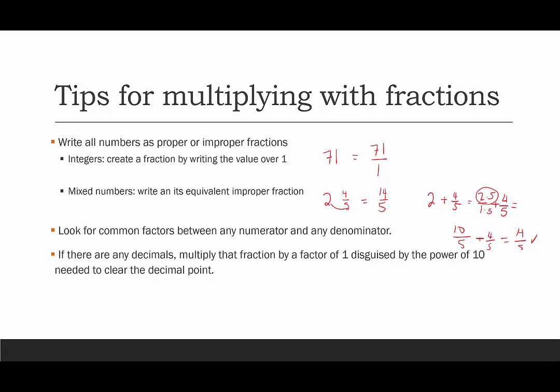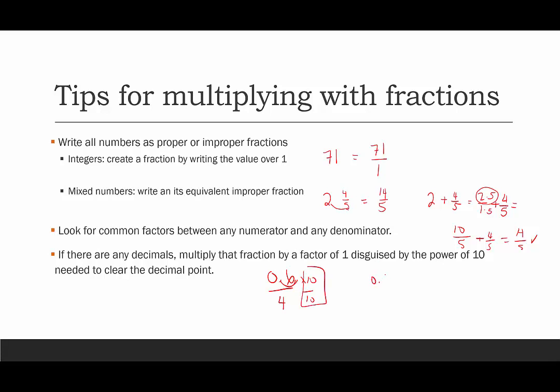If there are any decimals within the fractions, what we might want to do is multiply that fraction by a factor of 1, disguised as the power of 10 needed to clear out the decimal point. So for example, if we have 0.6 over 4, we would need to multiply by 10 to move that decimal place 1. So we would multiply by 10 over 10, right? Because this is a factor of 1 disguised as 10 over 10.